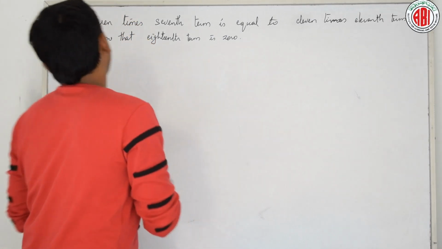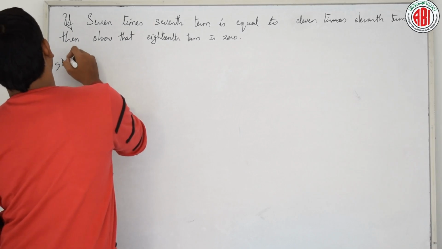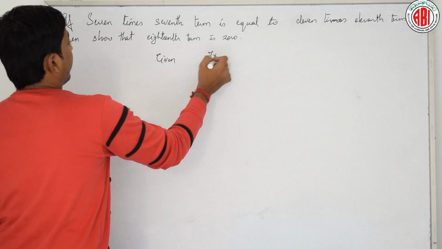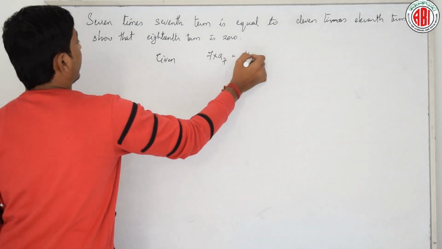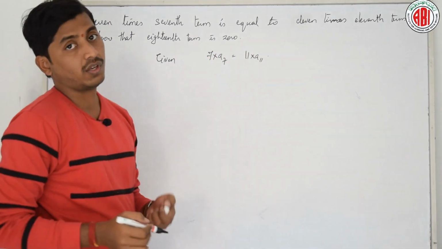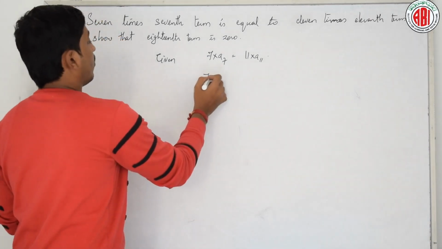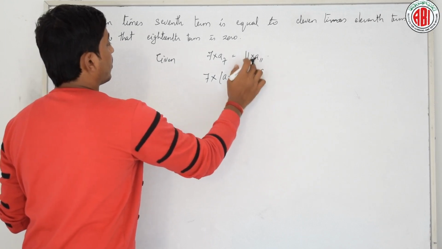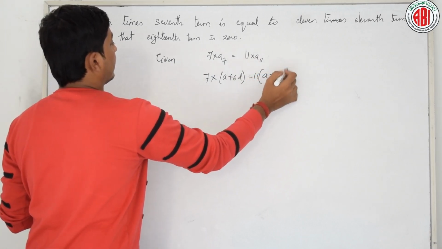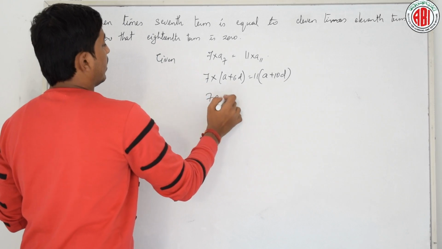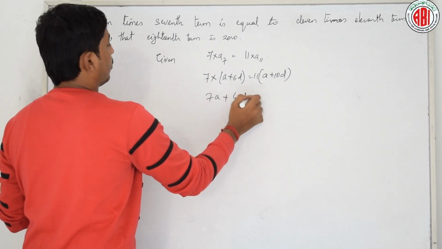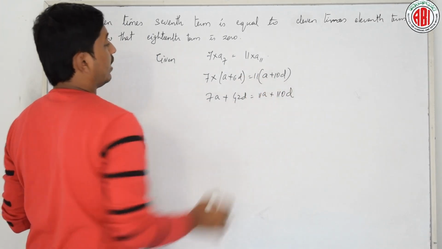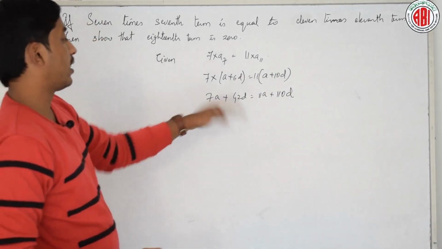Okay, what is given here? Given is 7 times the 7th term is equal to 11 times the 11th term. That is, what is the formula of a7? a plus 6d. What is the formula of a11? a plus 10d. Just multiply. 7a plus 7 sixes are 42d. 11a plus 11 tens are 110d. Let us bring all together.